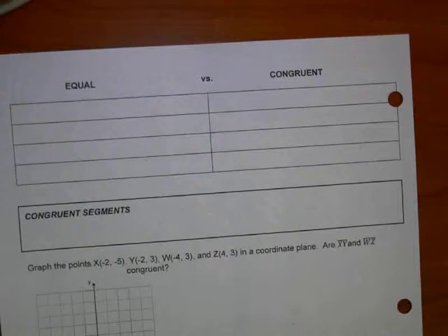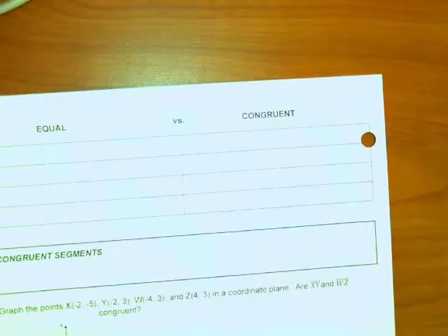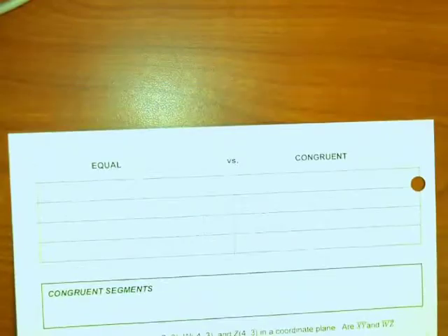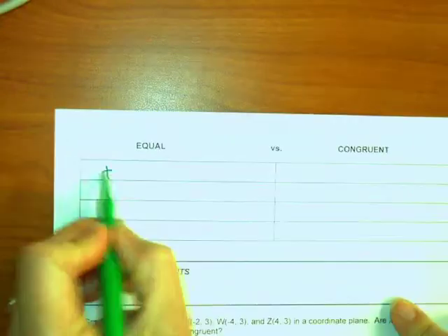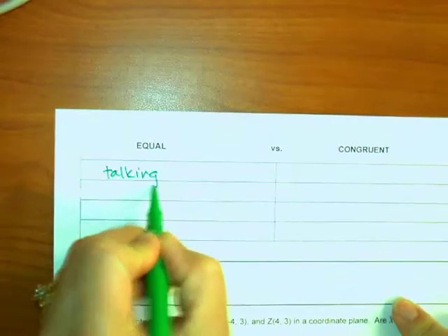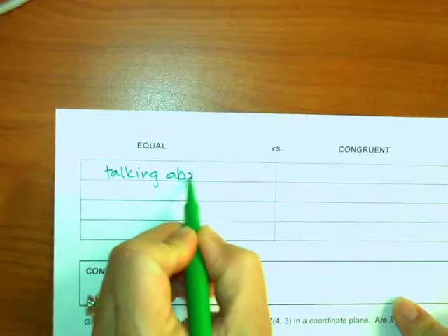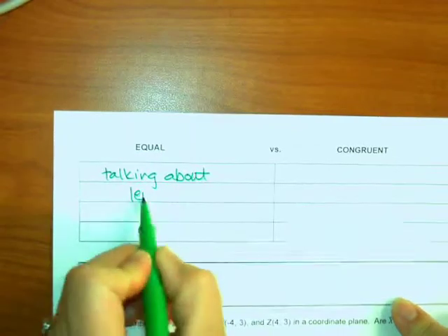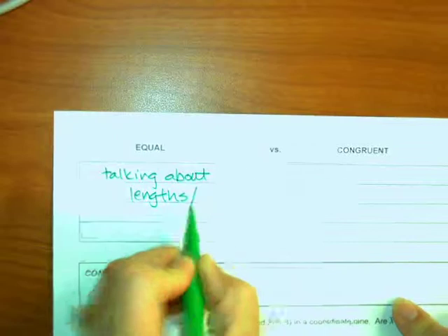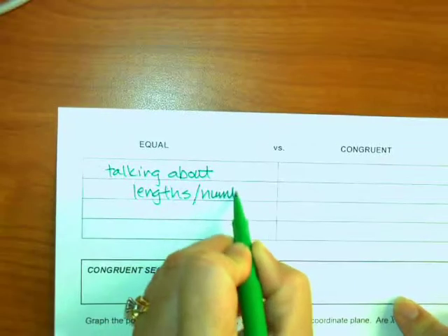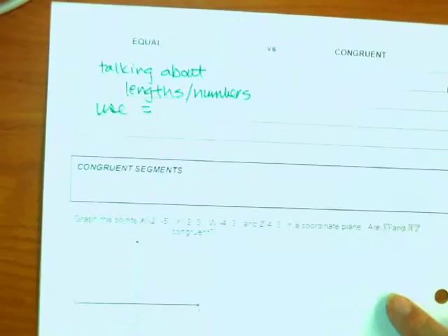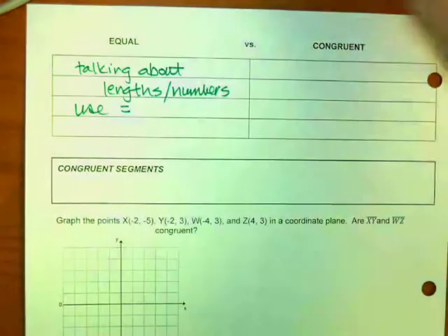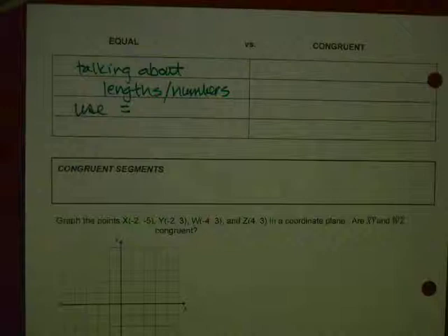All right, I'm going to show you a PowerPoint. All right, we're going to fill this table in. Equal versus congruent. So basically, you're talking about lengths, numbers. You use equal. Oh, sorry, that's not very good, is it? Let's see if I can get a better picture for you.